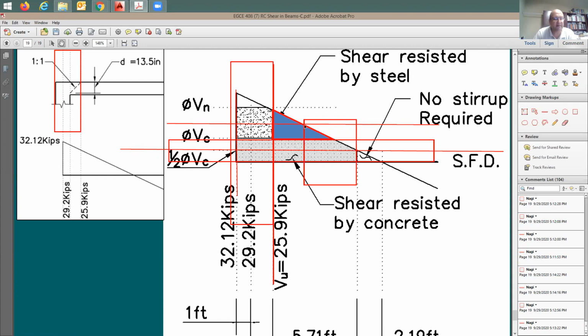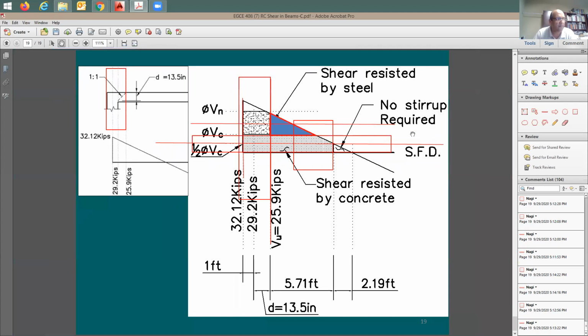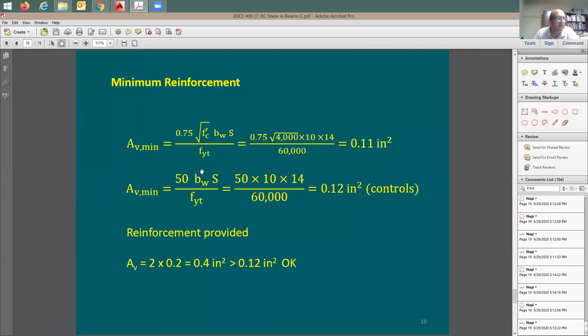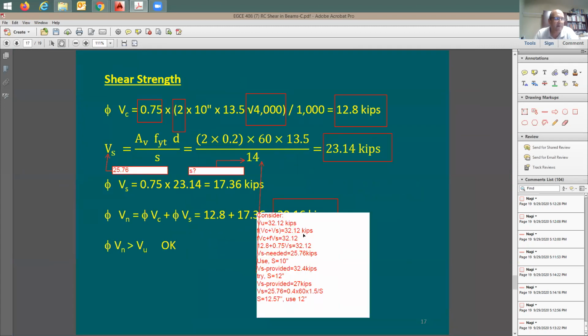Does it make sense? Any questions for this diagram? This diagram is more to understand what's happening, how the shear distribution works at the end of the beam. But when it comes to your exam, or any question or homework, you're going to be more concerned about the use of these equations.